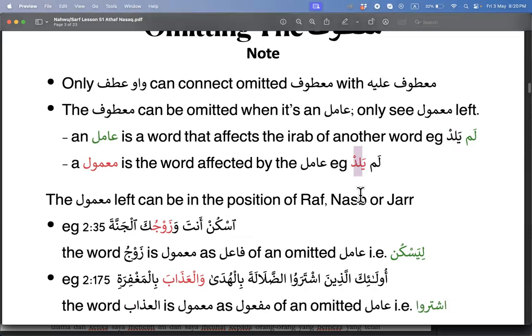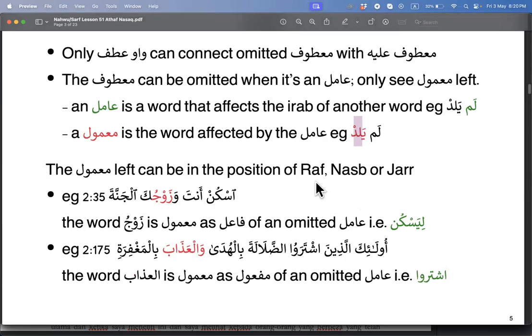So here we are saying that sometimes the ma'mul is there, but you don't see the amil. Here we have uskun. What kind of word? Fi'il amr. Anta. Yes, and then anta is taukid. Very good. This is taukid, this is a domir, right? So we have already a fa'il of anta here, but this is taukid. And then we have wazaujuk.